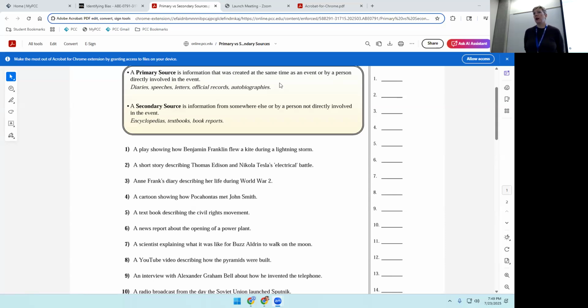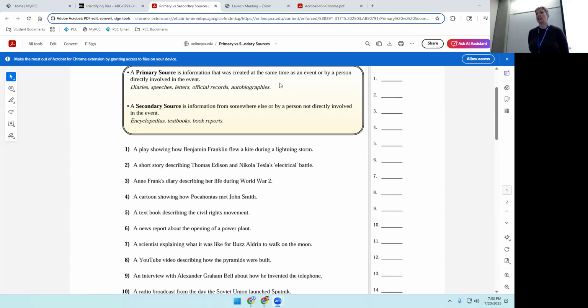Good. How about 4, a cartoon showing how Pocahontas met John Smith? Secondary. How about 5, a textbook describing the civil rights movement? It's going to be secondary. Number 6, a news report about the opening of a power plant. It's going to be primary. Yeah, primary. They're reporting about it.